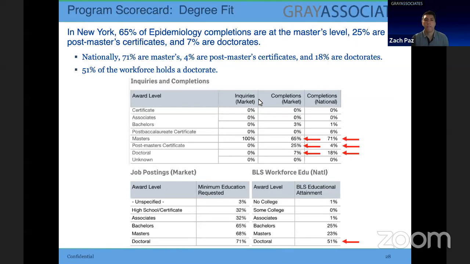In terms of degree fit, we've already started getting to this, as we mentioned, some of the degree levels. The master's level, in terms of where students are searching, as well as what students are graduating with, is the most prevalent. So we have 100% of our inquiry database. It wasn't a large sample of inquiries, but all of them were at the master's level. And then for looking at the completions within the market, 65% were at the master's, 25% are getting a postmaster's certificate, and 7% getting a doctoral.